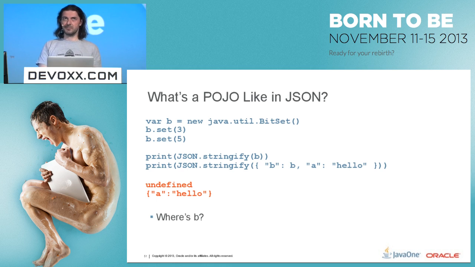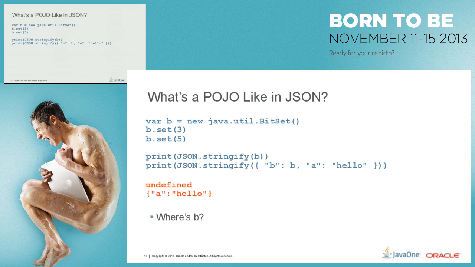And my last topic here is JSON. So this was actually discovered by, I think, Ben Evans at the Nashorn hackathon in March in the UK, related to Devoxx UK, where he was trying to print out some POJOs as JSON objects. So let's take a simple Java object, a BitSet, right? You take a BitSet, set some bits in it, and let's print JSON.stringify and see what we get.